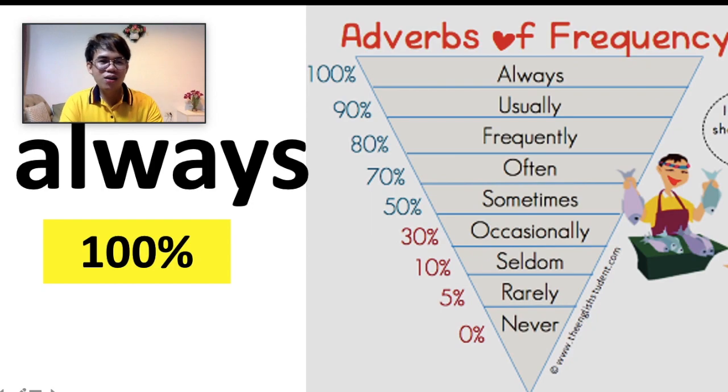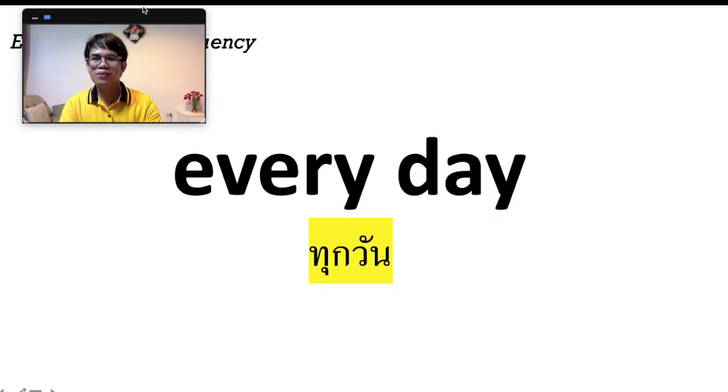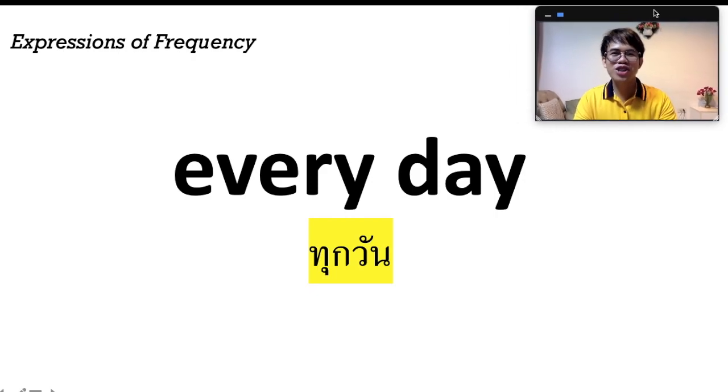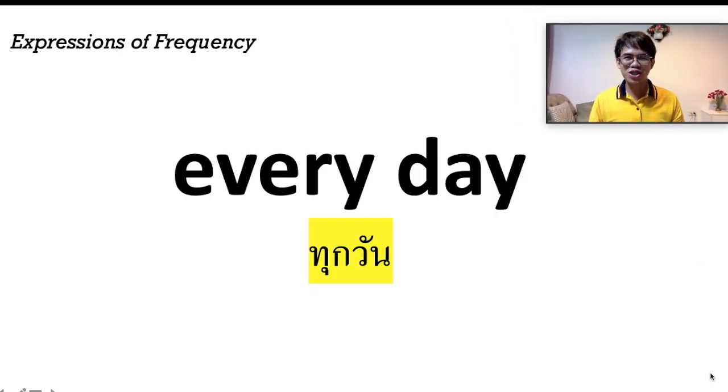Okay? So let's proceed with expressions of frequency. I have written there the Thai equivalent, or the Thai meaning, but I don't know how to read Thai, but I will try to read it to give you the meaning so that you will understand what it means. So this one is very easy. The first one is every day. Every day in Thai is tuk wan. So you do it every day.